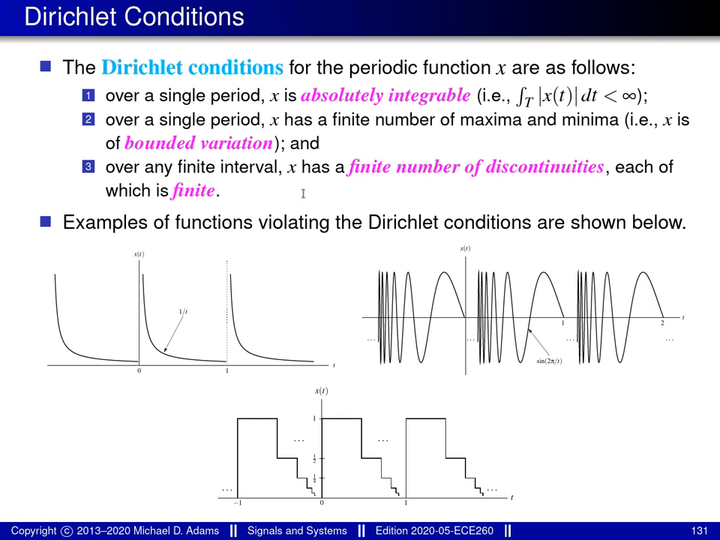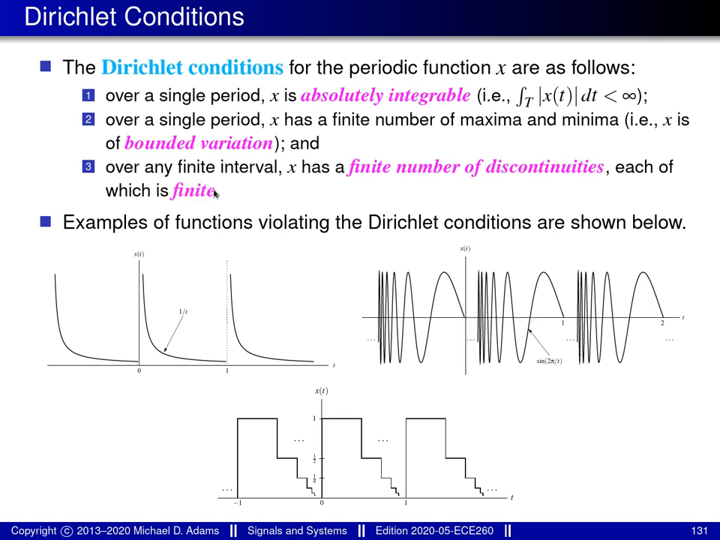The third condition is over any finite interval, the function x has a finite number of discontinuities, each of which is finite. So there's two parts to this. First of all, the number of discontinuities is finite. And secondly, each discontinuity in the function, in other words, each jump in the function is by a finite amount.